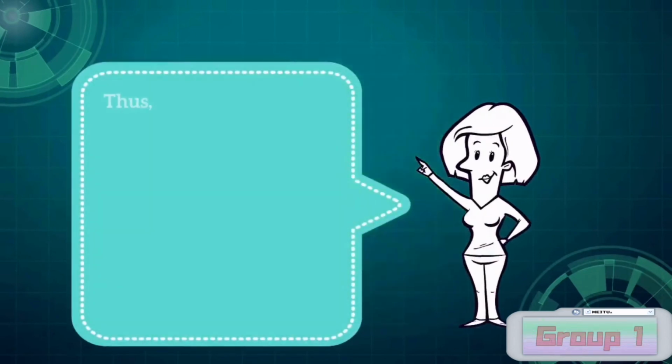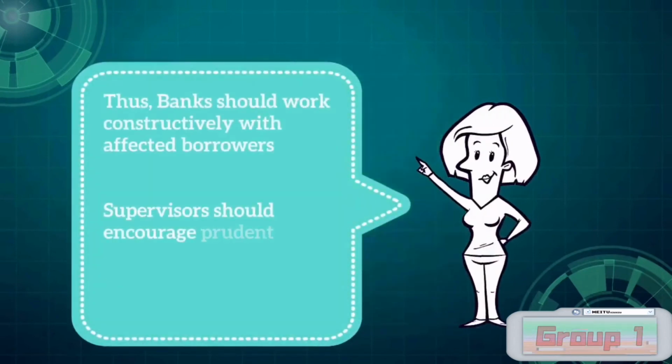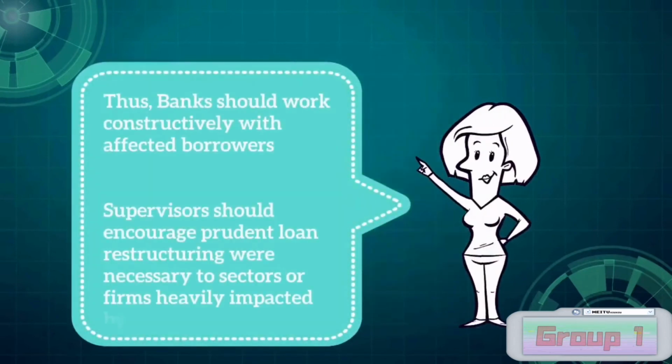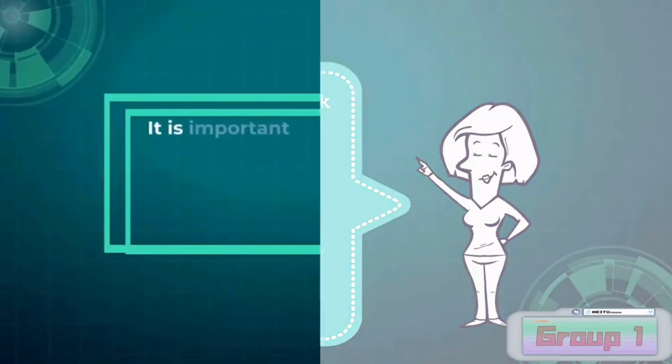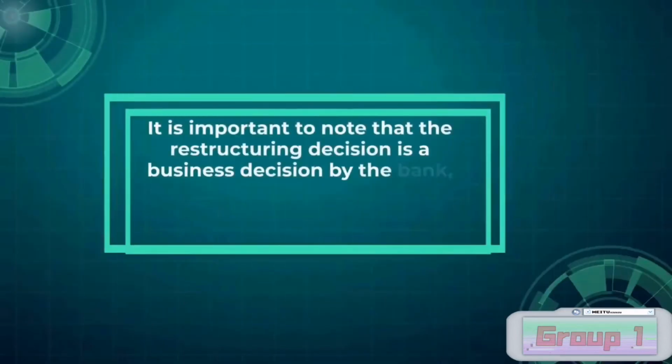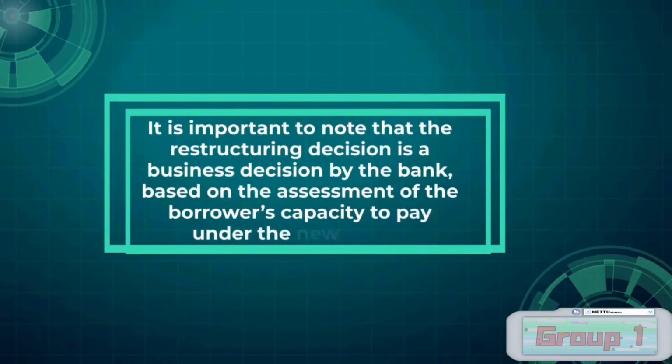Thus, banks should work constructively with affected borrowers, and supervisors should encourage prudent loan restructuring where necessary for sectors or firms heavily impacted by the crisis. It is important to note that the restructuring decision is a business decision by the bank, based on the assessment of the borrower's capacity to pay under the new terms.